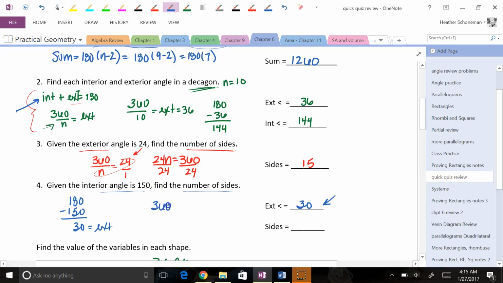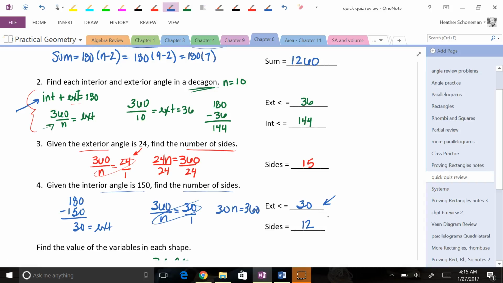Now that we know the exterior angle, we can find the number of sides. So if we take 360 divided by the number of sides, that'll equal the exterior. Cross multiply, so I get 30 n equals 360, and 360 divided by 30 is 12. So the number of sides is 12. Now remember with these problems, the sides have to be whole numbers. The angles can be a decimal.